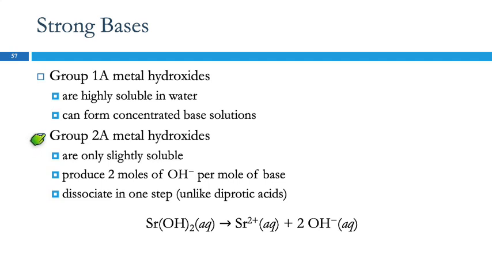The group 2 metal hydroxides are only slightly soluble. What's a little tricky about these is they produce 2 moles of hydroxide per mole of base. And there will be questions that try to trick you with this, okay? So strontium hydroxide, 1 mole of this produces 2 moles of hydroxide ions, okay? That's what this little 2 means here. So you do need to watch out for that.